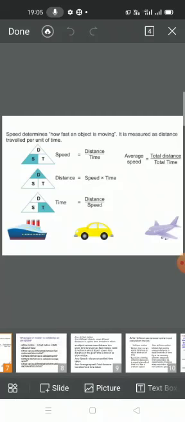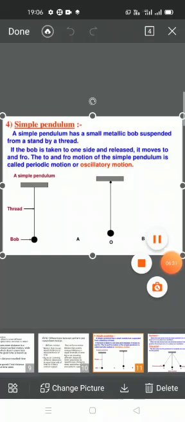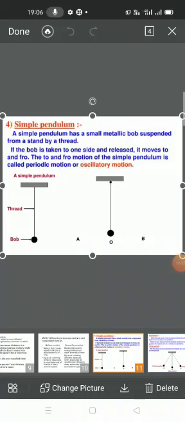So the next topic in this video, we are going to talk about the pendulum. That is the new topic which is in your syllabus. So let's start with the pendulum. If we talk about the simple pendulum, it works on a motion, that is the periodic motion. So the question arises, what is a simple pendulum?